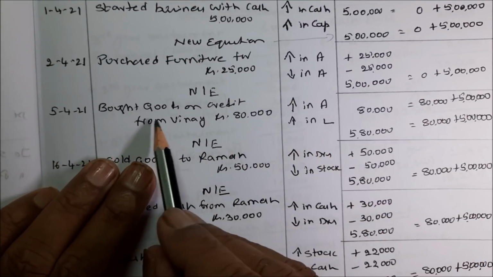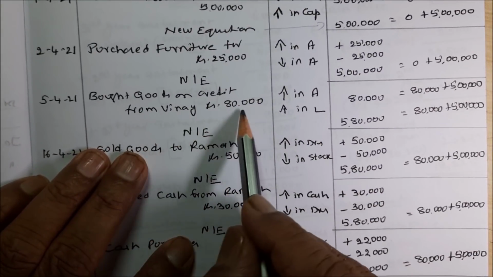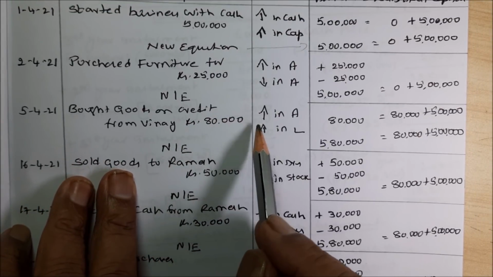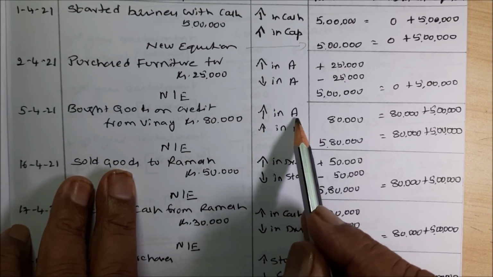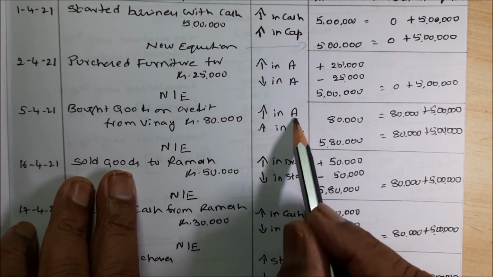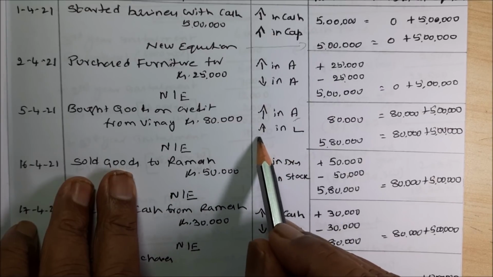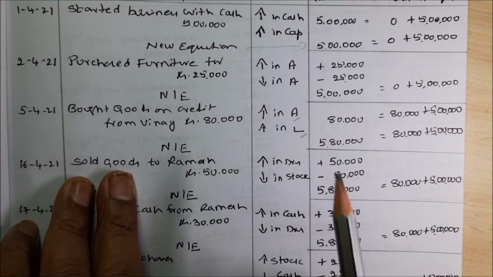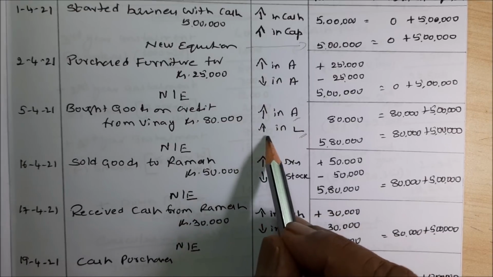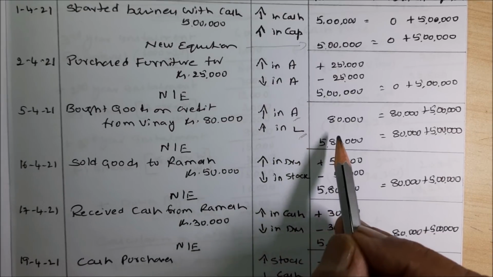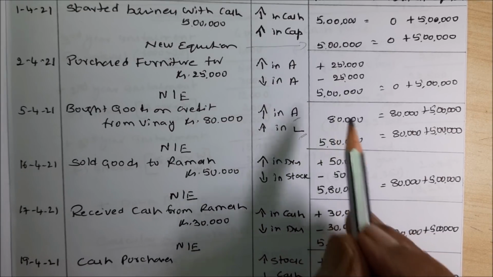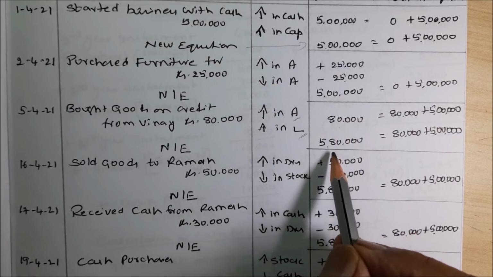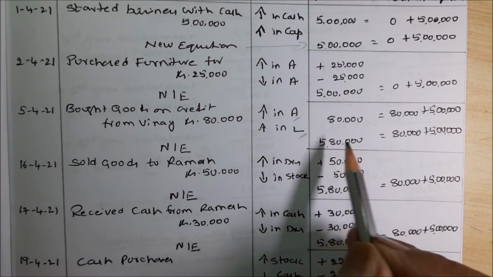Next, bought goods on credit from Vinay rupees 80,000. So when you bought goods on credit, that means stock, which is an asset, is increasing. Whereas your liability also increases because you have to pay Mr. Vinay. So increase in asset, increase in liability. Then what do we have to do? Increase in asset, stock increases. So 5 lakh plus 80, it becomes 5 lakh 80.